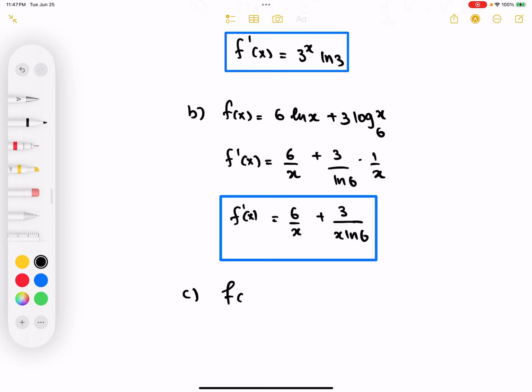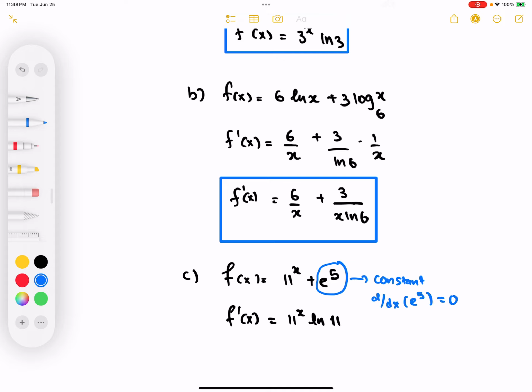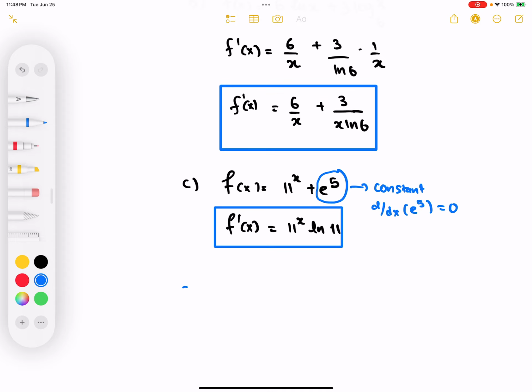f of x is equal to 11 to the x plus e to the 5. Now the derivative of this one, the first term, the base is 11, so 11 to the x ln of 11. Be careful, e to the 5th, there is no variable and this is a constant, and its derivative, d by dx of e to the 5th, is 0. So the answer is this one. If there is no variable, then that thing is a constant.